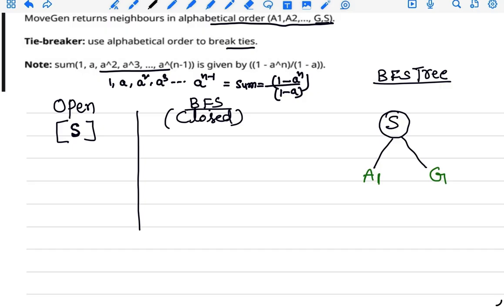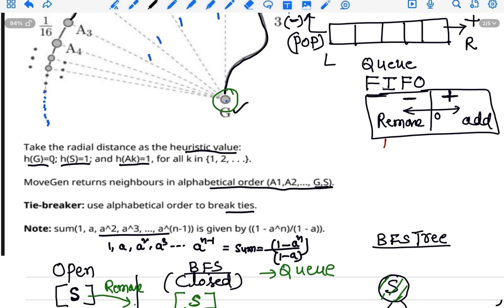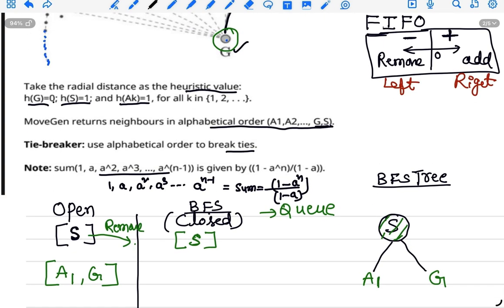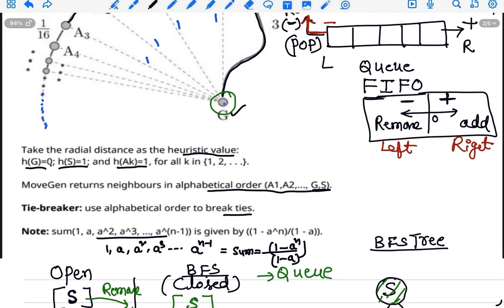So BFS works on the queue, right? So remove S from the open list and add it to the closed list. Why is it explored? If it is explored, it means we are finding the neighbors. So write the neighbors in alphabetical order in the queue: A1 comma G. This is the open list. So S is removed from the open list and added to the closed list. Okay, so remove from the left side and add from the right side. Remove from the left side, that is pop. Just like this is a list.